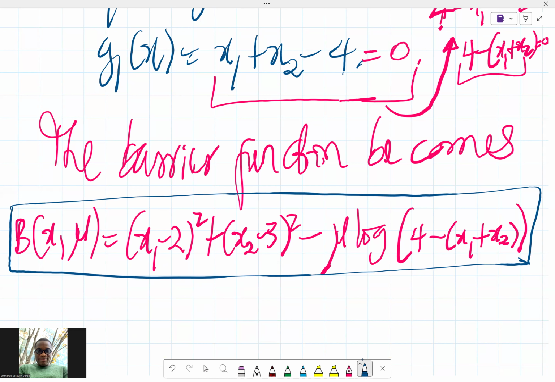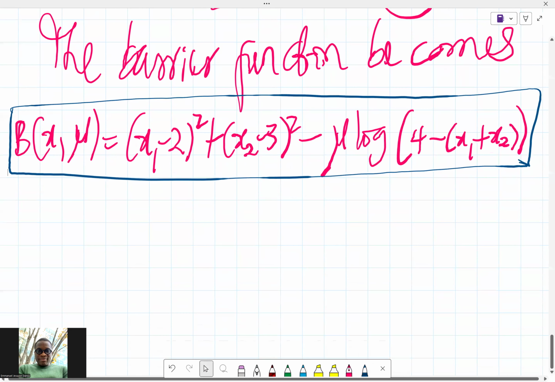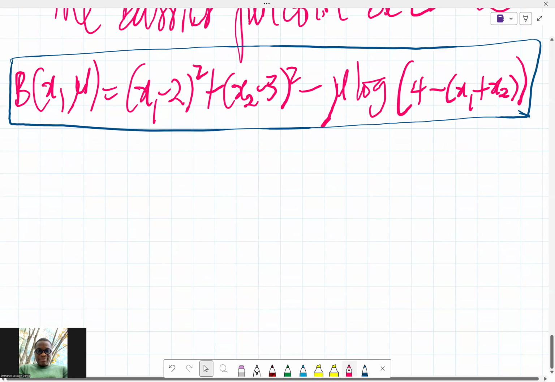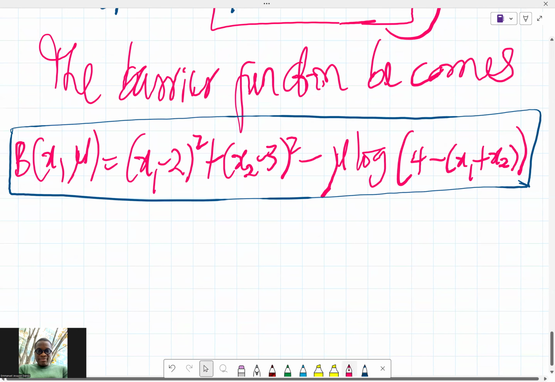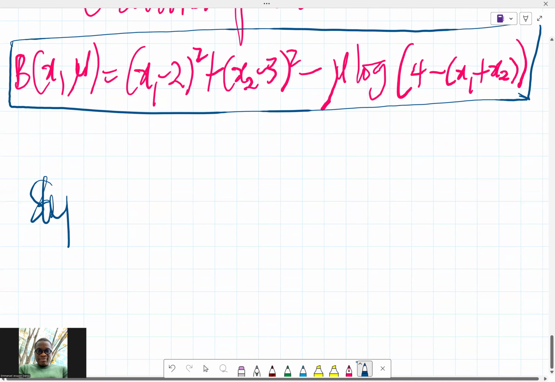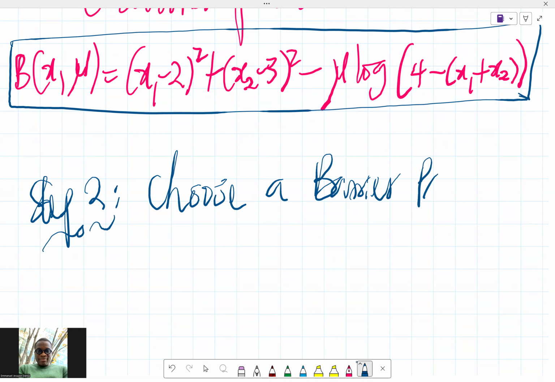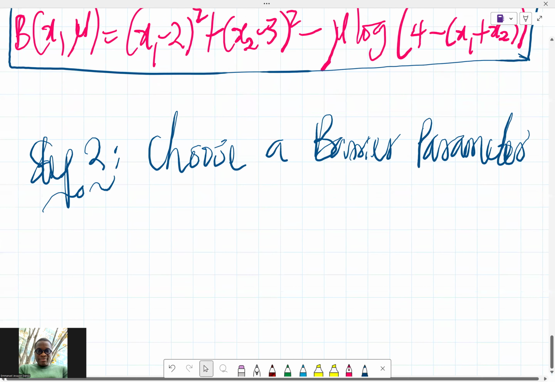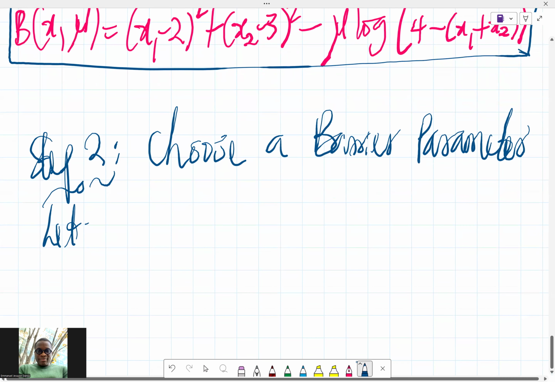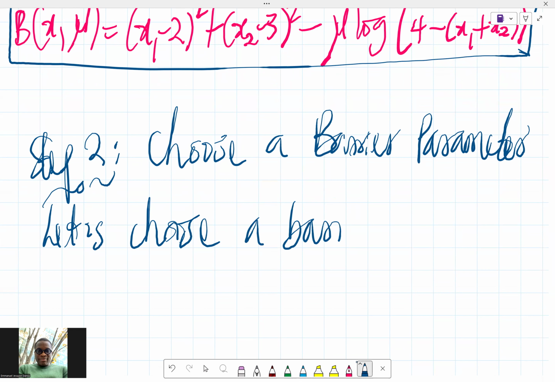Okay, so with that done, since you have now written the barrier function, we go for step 2. In step 2, we choose a barrier parameter. Just like we chose a penalty parameter before, we choose a barrier parameter. So here again, let's choose the same thing.